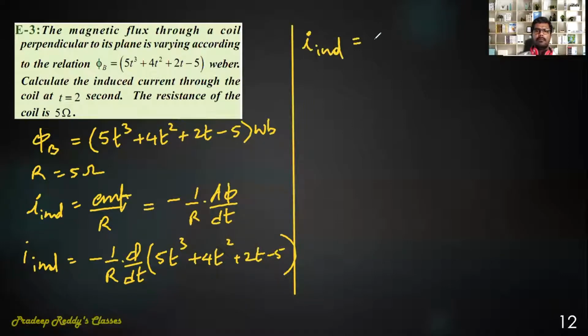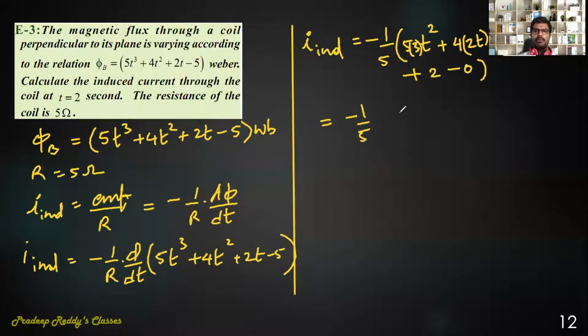is equal to minus of 1 by resistance, 5 ohm, into d by dt of 5t cube plus 4t square plus 2t minus 5, which is 5 into 3t square plus 4 into 2t plus 2 minus 0. This is minus 1 by 5 into 15t square plus 8t plus 2. At t is equal to 2 seconds, you will just substitute here.